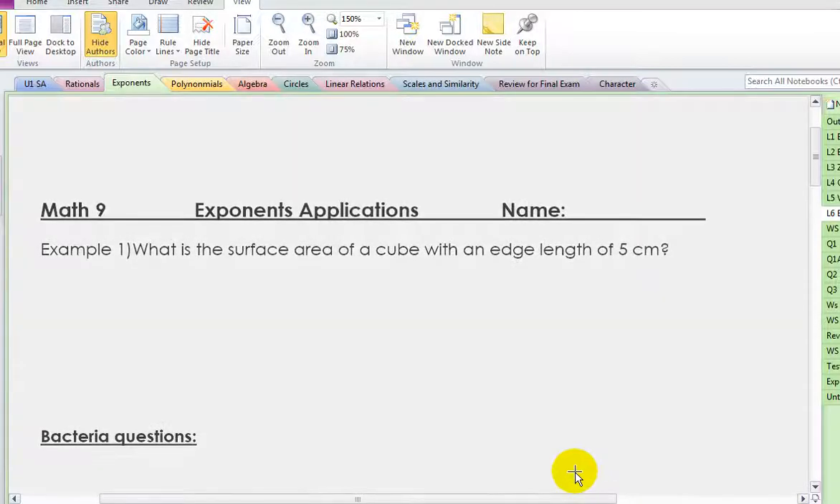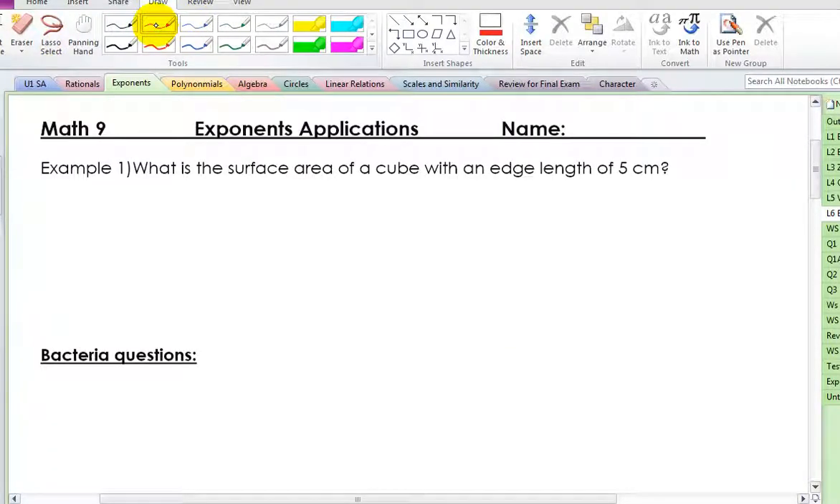Hey, what's the surface area of the cube with the edge length of 5? So, surface area of the cube with edge length of 5.